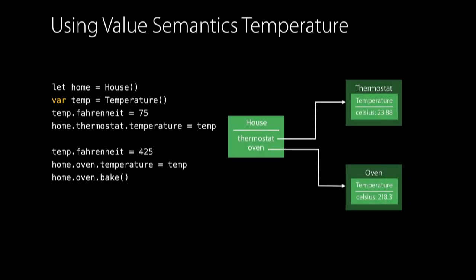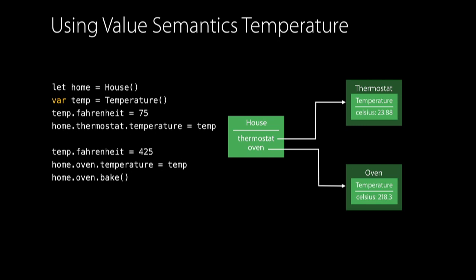Why is it fine? Well, the house points out to the thermostat and the oven. Thermostat and oven both have their own instances of temperature values. They're completely distinct. They're never shared. They also happen to be inlined into the struct, so you're getting better memory usage and performance. So this is great. Value semantics have made our lives easier here.